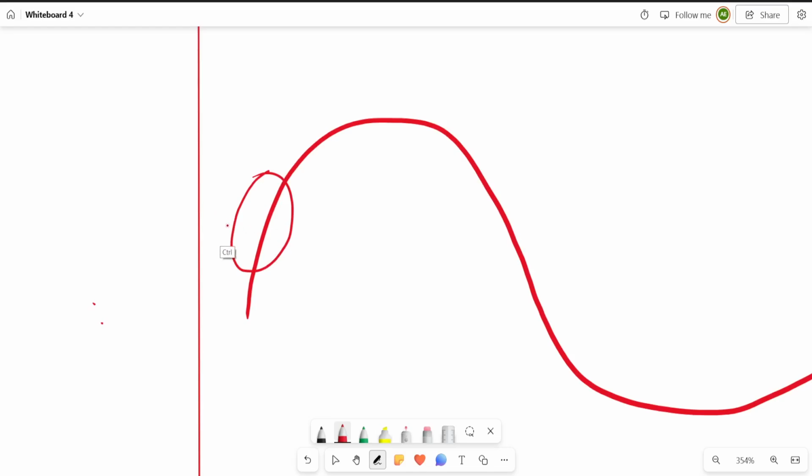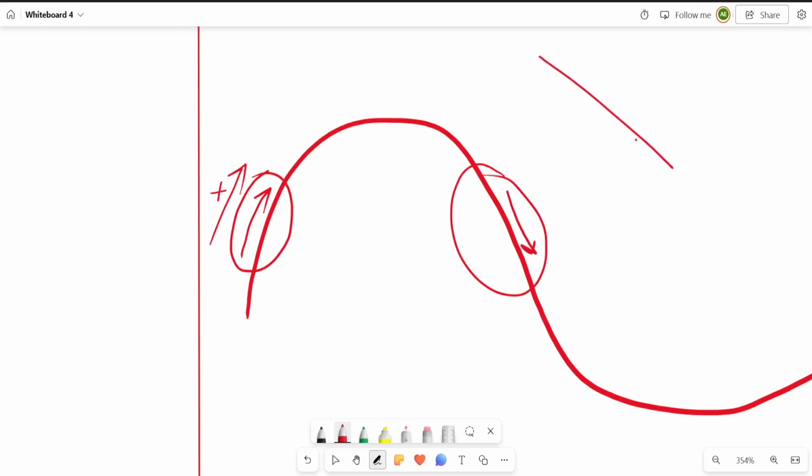What is happening? We can see that this part of the curve is going this way, or basically the curve has a slope that is this way, or basically the curve has a positive slope. What about the curve in this portion over here? The curve is going this way, or it's moving downwards, or it has a gradient or a slope looking this way. So we know that this gradient or this slope is a negative gradient.